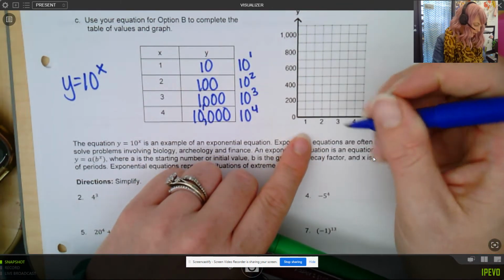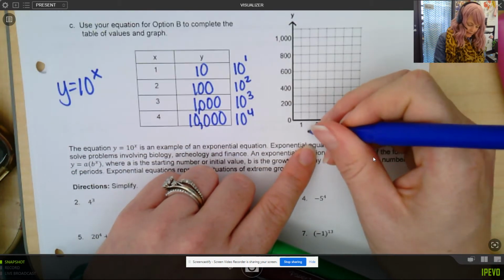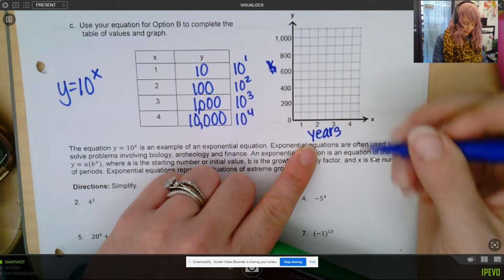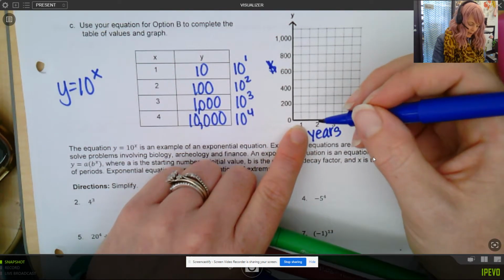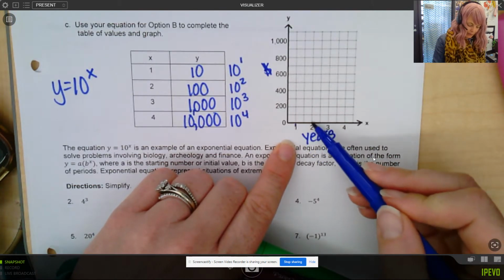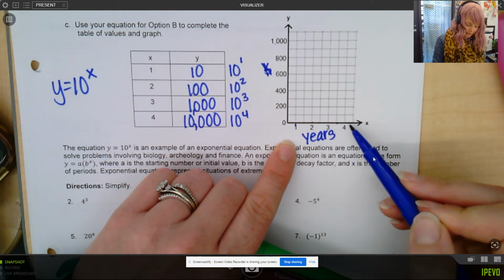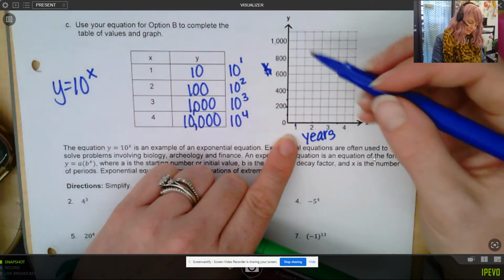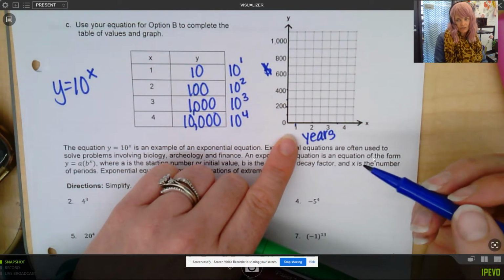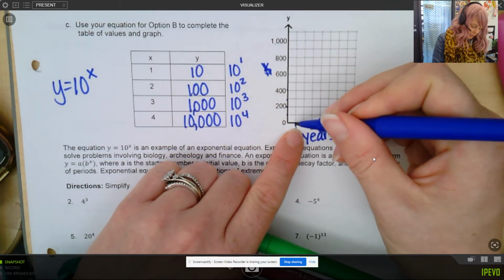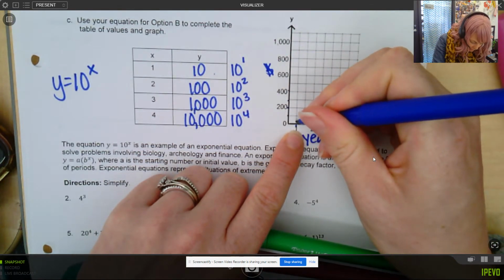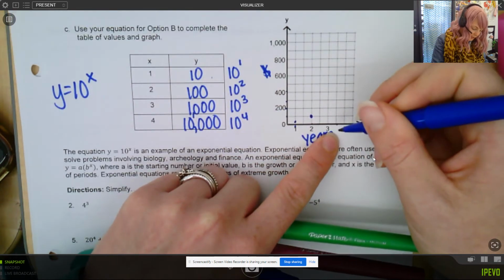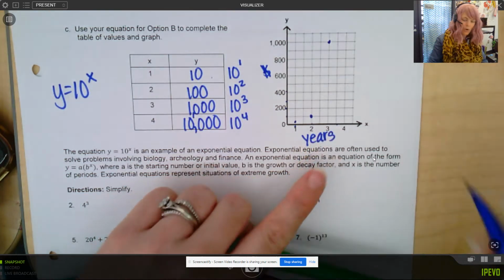Okay, let's see if we can graph it. We should probably label our axes, so years and money is good enough. So at 1, we're getting 10. Notice we're going by halves on the x-axis. On the y-axis, we're going by 100s. So for 10, I'm going to go up just a tiny little bit. 2, 100, boom, look at that growth. 3, 1,000, 4, off the charts.